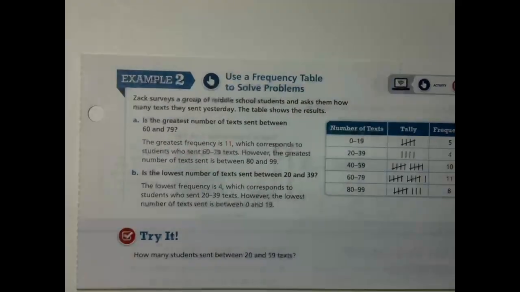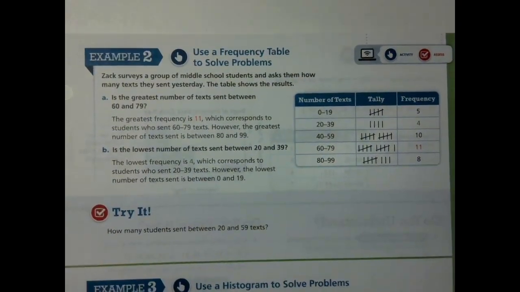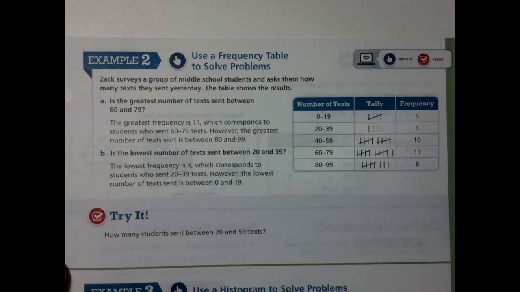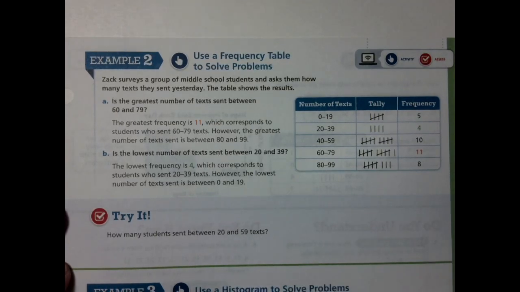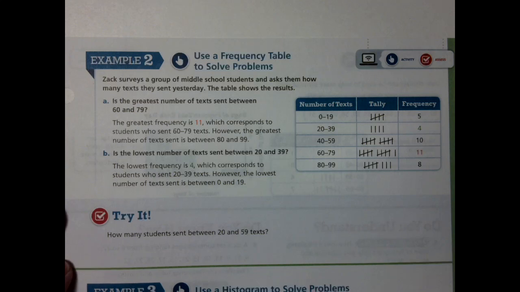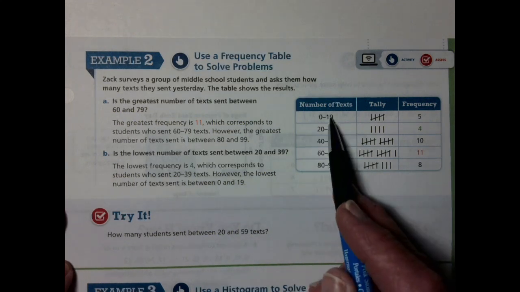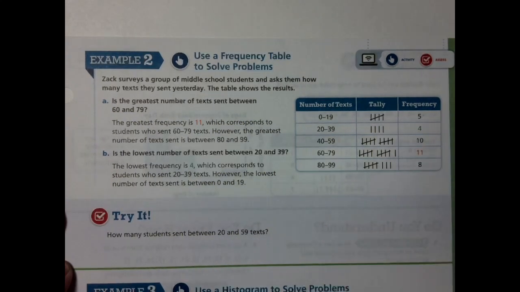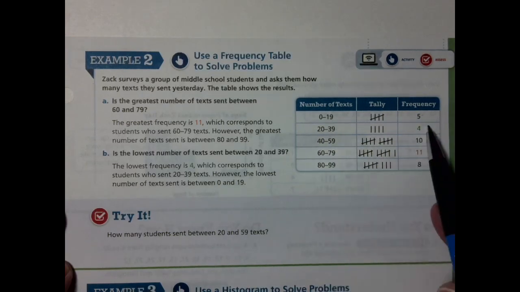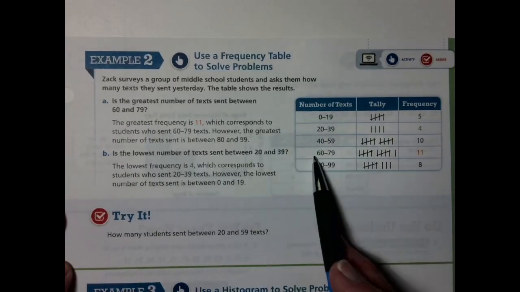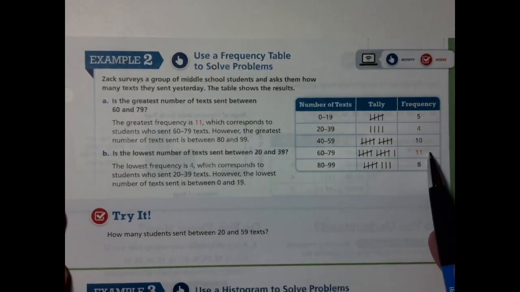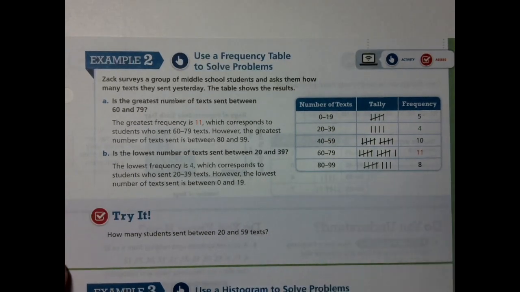Okay, example number 2. Zach surveys a group of middle school students and asks them how many texts they sent yesterday. The table shows the results. If we group them 0 to 19 texts, there were 5 people that sent text in that group. From 20 to 39, 4. From 40 to 59, 10. 60 to 79, 11. And 80 to 99, 8.